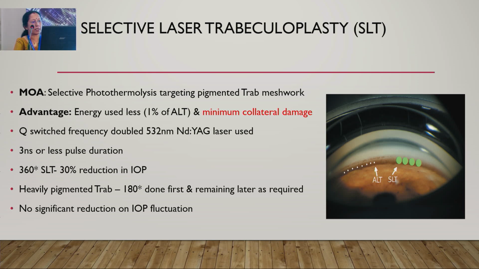In selective laser trabeculoplasty, there is selective photothermolysis which targets the pigmented trabecular meshwork. The advantage over argon laser trabeculoplasty is that the energy used is less than 1%, and it is used for a shorter duration of less than 3 nanoseconds. Hence, minimum collateral damage is produced. A 360-degree selective trabeculoplasty causes a 30% reduction. In heavily pigmented trabecular meshwork, you can do 180 degrees first and the remaining later if required. There is no significant reduction in the IOP fluctuation by SLT.